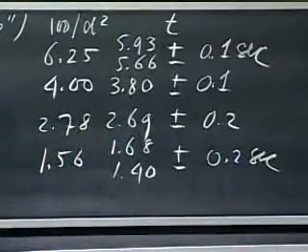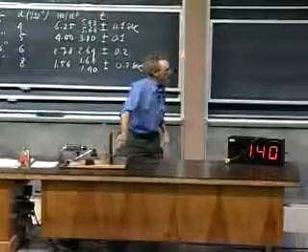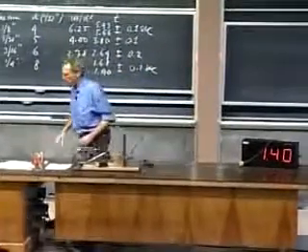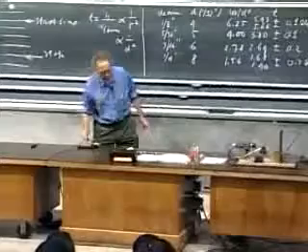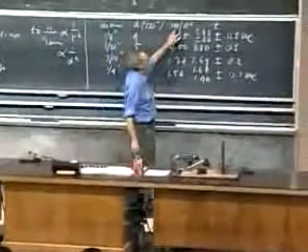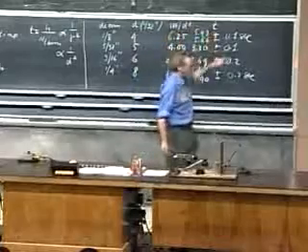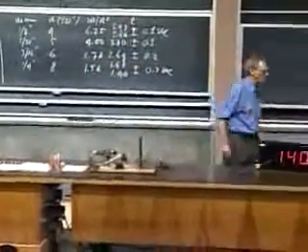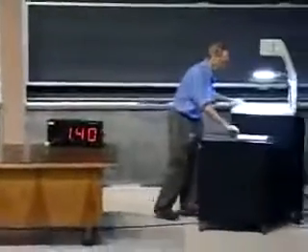Now comes the acid test. And the acid test is that if the measurements were done correctly, and if we really work in that regime, then if I plot 100 divided by d squared versus t on linear paper, then it should be a straight line.